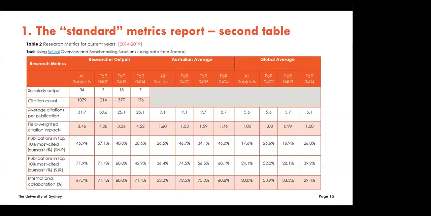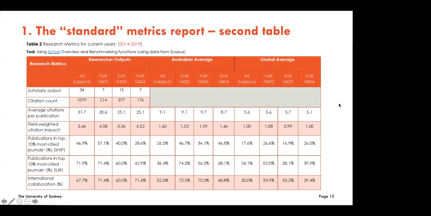The next page that we have, the next table, is derived from SciVal. SciVal is, as I've mentioned before, the best benchmarking tool that we've got. Here we're looking at the 3 FOR codes that this person primarily publishes in, and it's all fairly self-explanatory. You've got your straight up counts and your averages, and then you go into your normalized data. And then you've got your publication in the topmost journals down the bottom, and international collaboration.